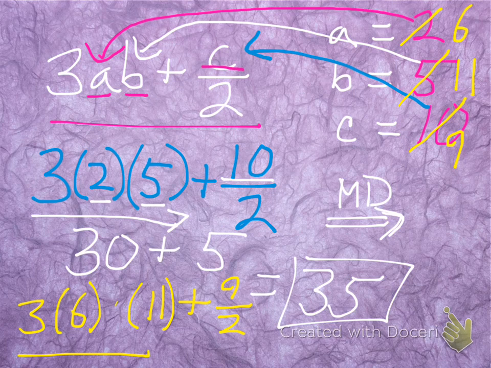And again, evaluating across the bottom here, 3 times 6 is 18. 18 times 11 is 198. Plus 9 divided by 2 is 4.5. And the answer, I ran out of room, but the answer is going to be 202.5. That's what happens when Nolan makes up the numbers.